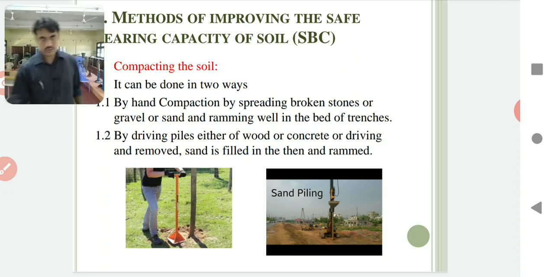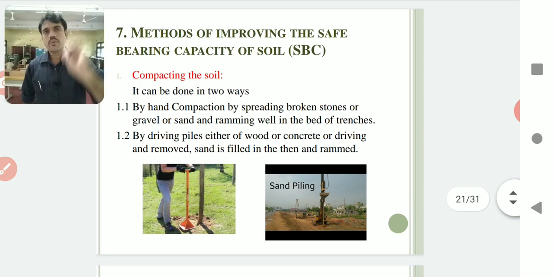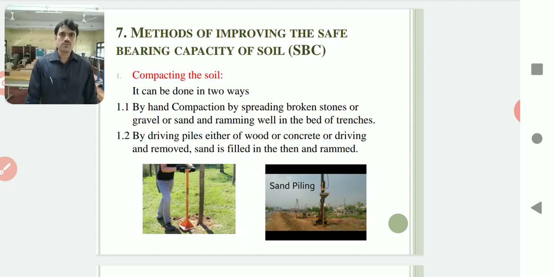So I have to write the sketch, the explanation, the purpose, and the definition between ultimate load bearing capacity and safe bearing capacity of the soil. Right. Next point is, suppose the soil has very low strength or low SBC, safe bearing capacity, then definitely we have to improve it by adopting some methods. Here we are going to study, one by one, methods of improving the safe bearing capacity of the soil.